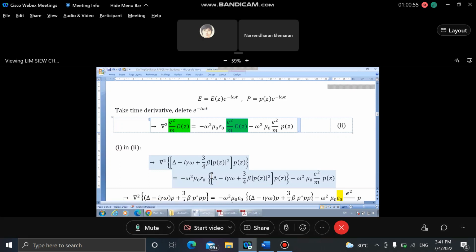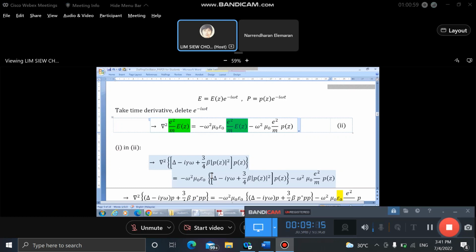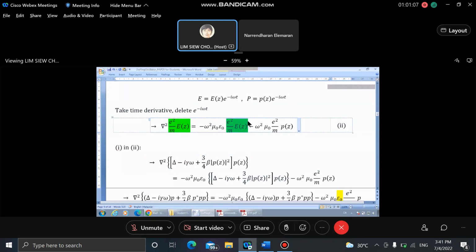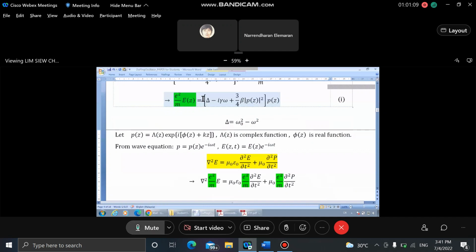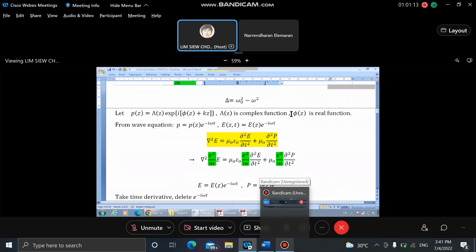Okay. But okay, so the green term, does it come from the paper? Correct? So the green term I replace with this longer term.